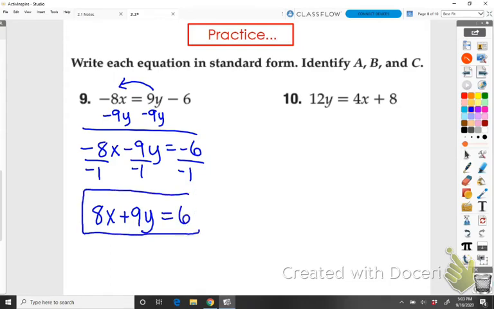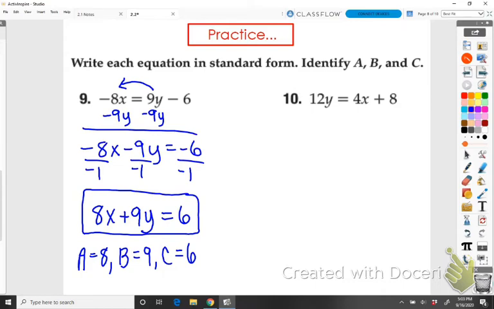So here it's in standard form. The a value is an 8, the b value is a 9, and the c value is a 6. They're all integers. A is positive, and 8, 9, and 6, you can't divide them by anything. So the GCF is 1.